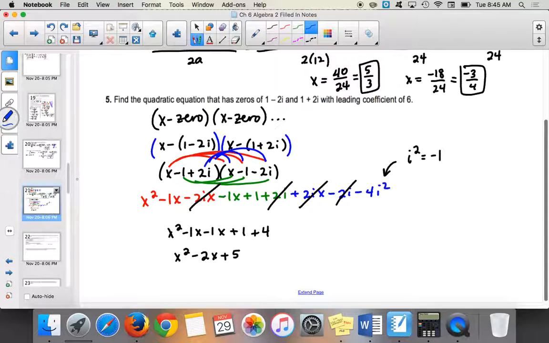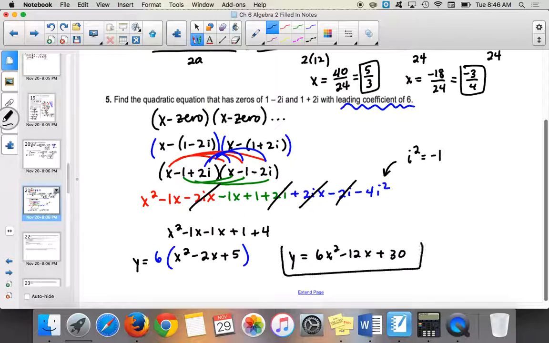Then our last step is we want a leading coefficient of 6. So we just take all of that and multiply it through by 6. So our final function, you can do y equals or f of x equals, is 6x squared minus 12x plus 30. So that has zeros of 1 minus 2i, 1 plus 2i, and it has a leading coefficient, the number out front, of 6. Can you handle that? Fun stuff, isn't it?